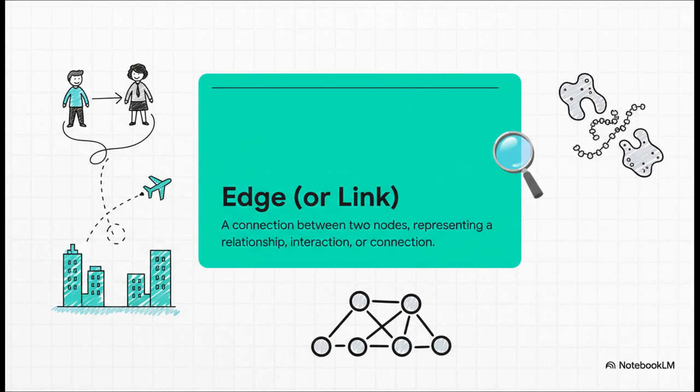Okay, so you've got your nodes. What connects them? That would be an edge, or sometimes people call it a link. This is the relationship. It's the friendship, the flight path, the phone call. And here's the bottom line. No edges, you don't have a network.